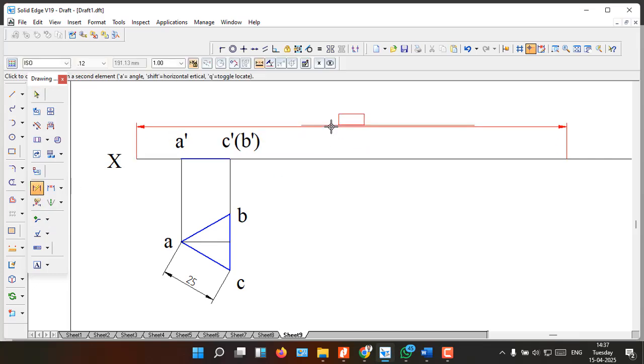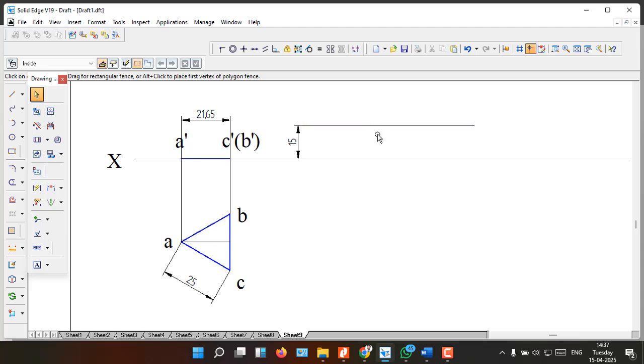Go to the smart dimension, click on both the lines and drag it. That's a 15 line. Now the same line, this line, that means we need to measure the length of this line. That line measurement is 21.65. Now we are supposed to cut an arc on this line with respect to this distance.